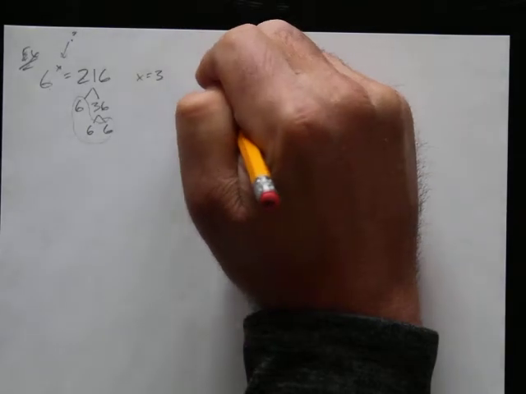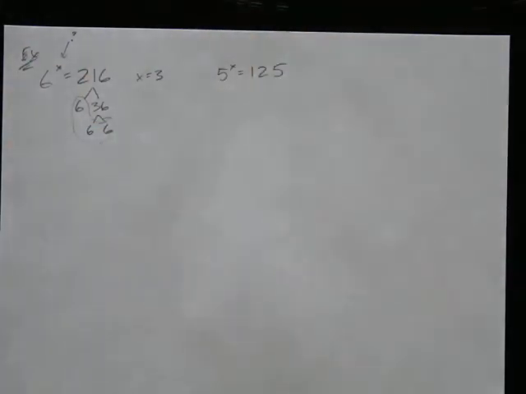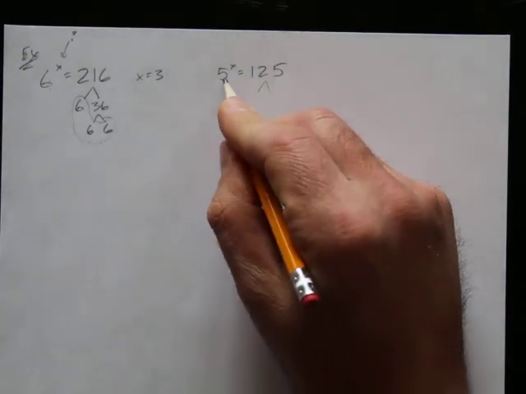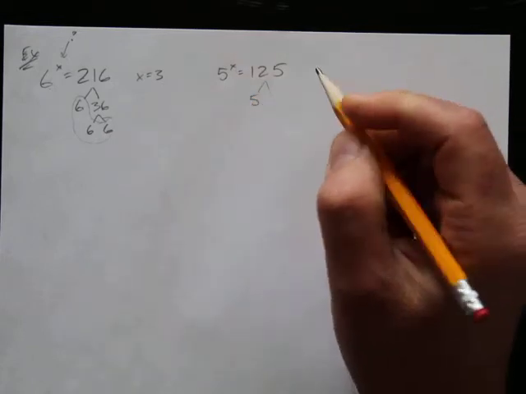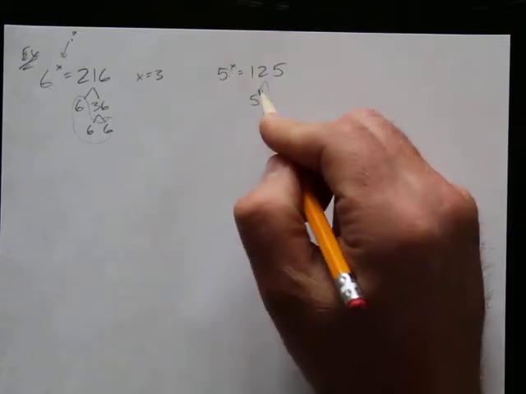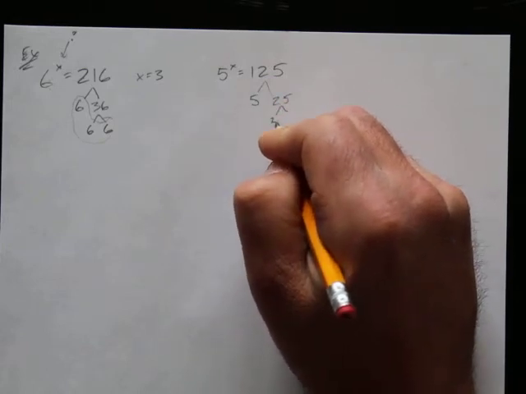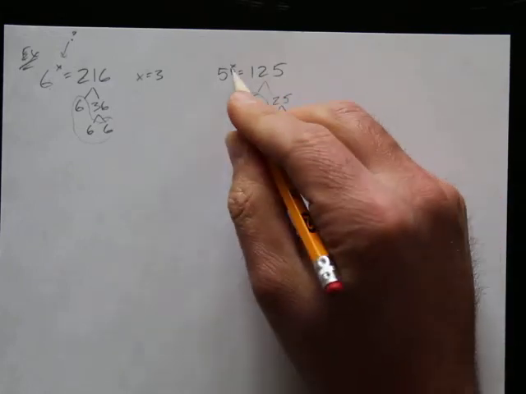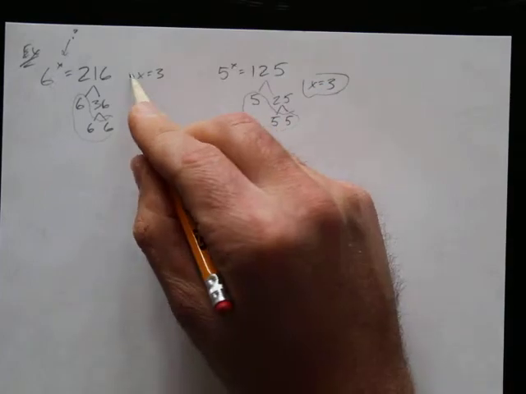Let's try another one. 5 to the x equals 125. All right, same kind of idea. I'm just going to factor this, and I want to see how many 5s I can get here. So I know that 5 times 25 is 125, and 5 times 5 is 25. I've got 1, 2, 3 5s, so x is going to be 3 again. Nice. I didn't circle this one.